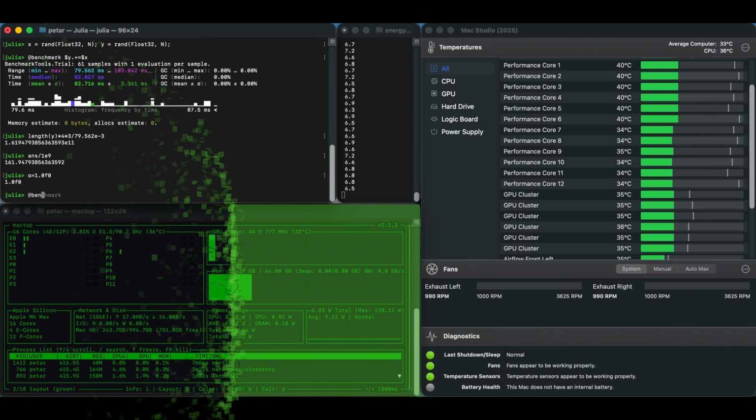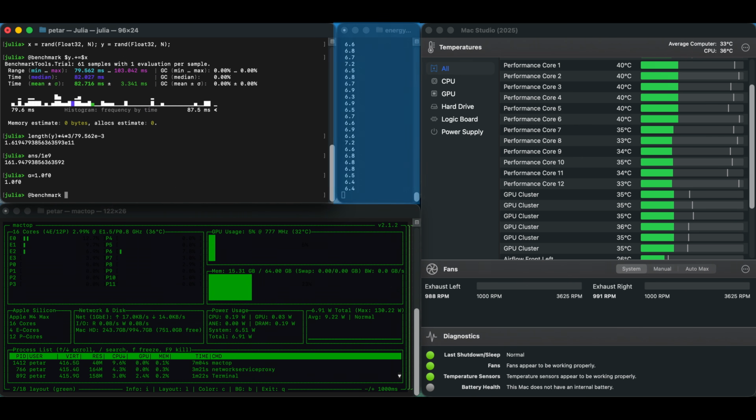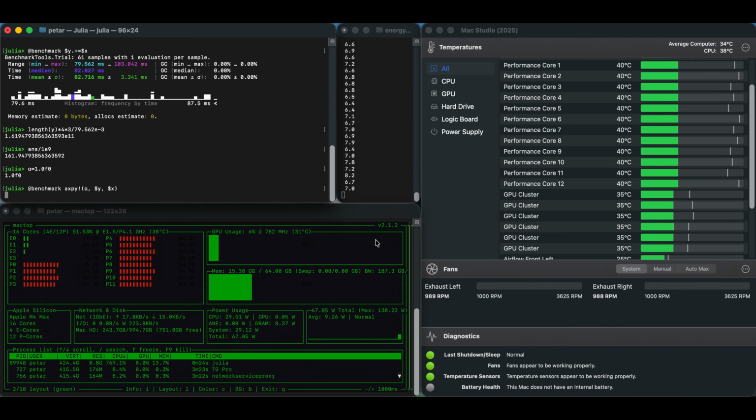But we don't want to take that at face value, so in the middle I have a wall plug power meter. This measures the actual power drawn from the wall, independent of any model. It's our ground truth, and it lets us sanity check what Mactop is reporting. And on the right, TG Pro shows temperatures and fan speed, so we can verify that the system is thermally stable and not throttling during the runs.